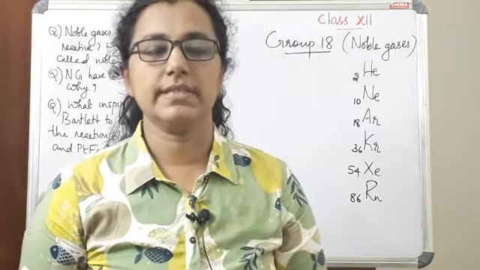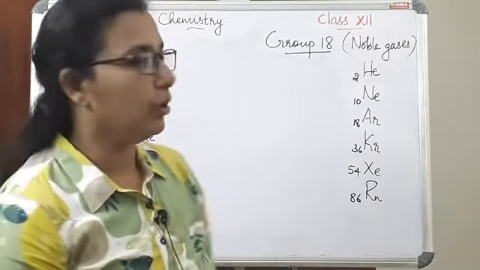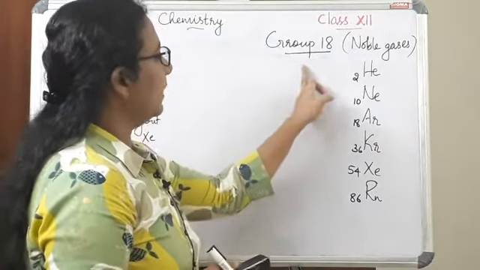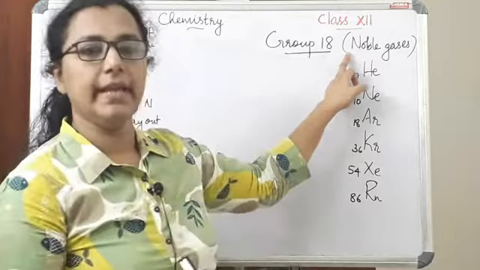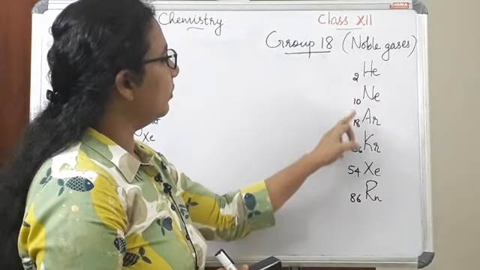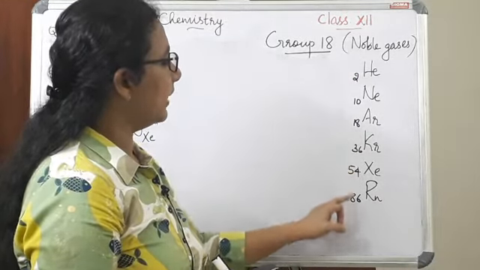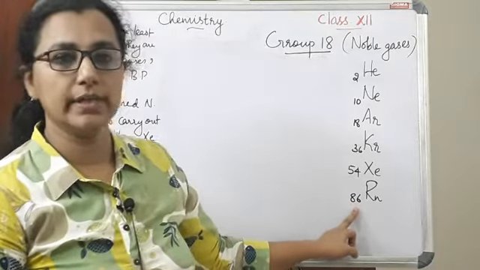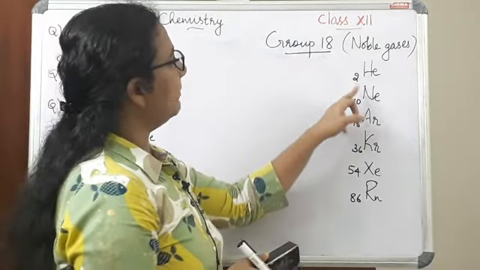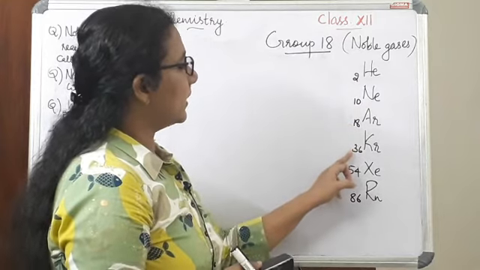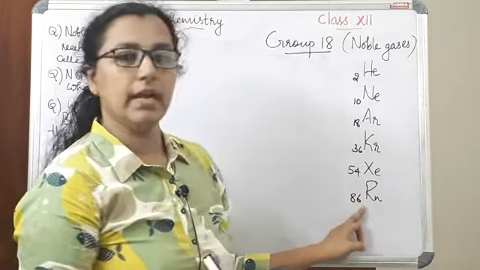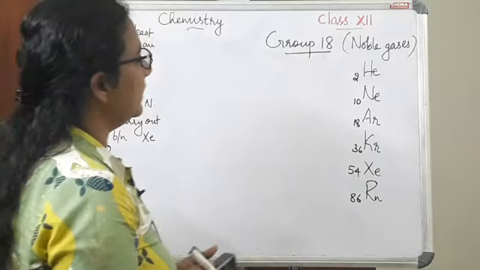Hello students, let us study about group 18 in p block elements. Group 18 elements are otherwise called noble gases. They are helium, neon, argon, krypton, xenon and radon. Radon is a radioactive element. So these are group 18 elements.